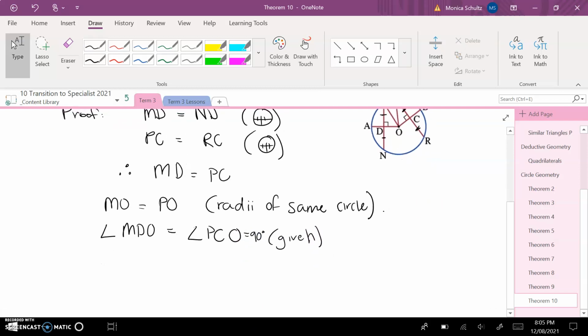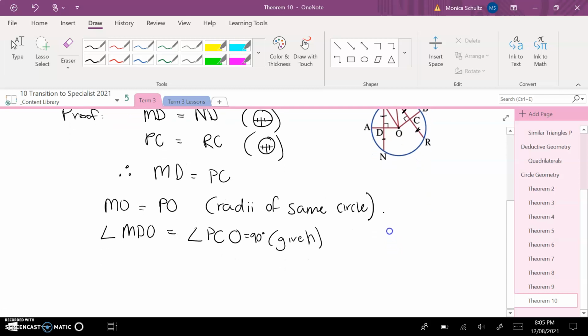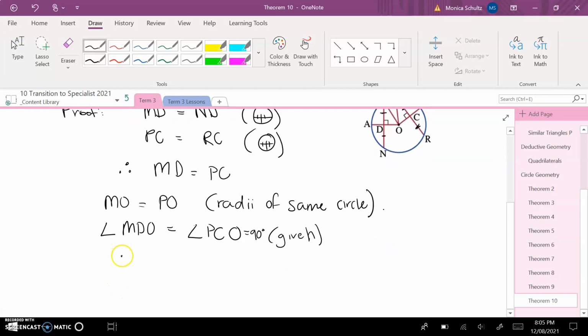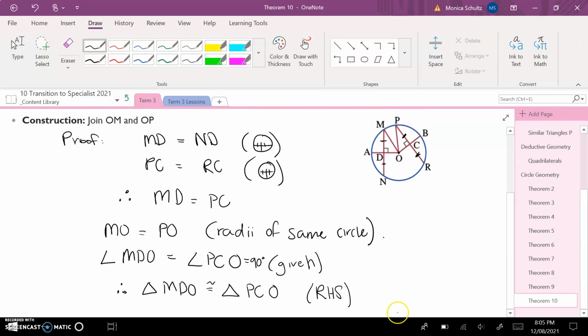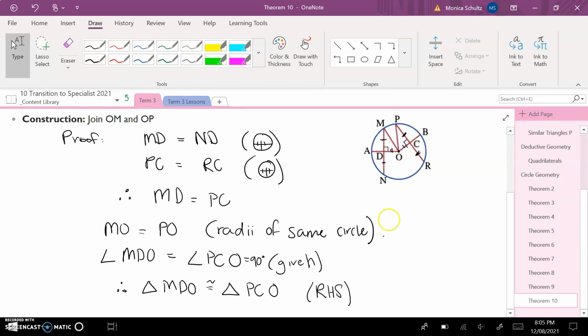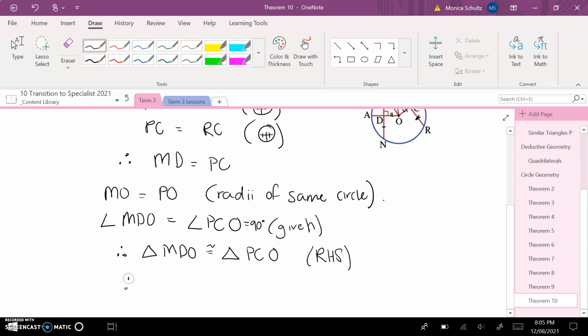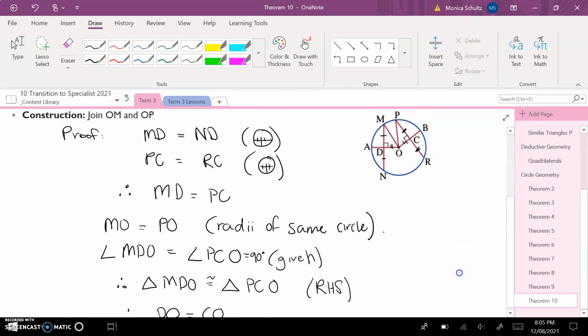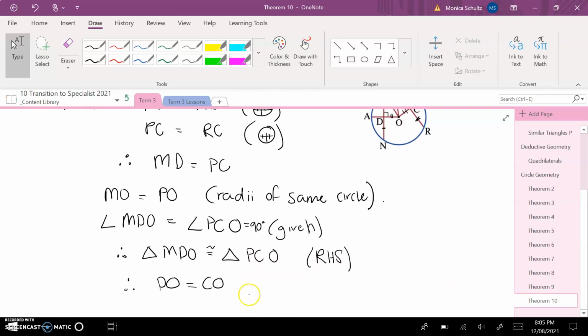So I've got two sides. My radii are a hypotenuse and a right angle, so I can say RHS. So therefore, triangle MDO is congruent to triangle PCO by RHS. If they're both congruent, then this bottom side of my triangles must be equal to each other. So this and this must be equal. Therefore, DO equals CO. And that's it for that proof. Done.